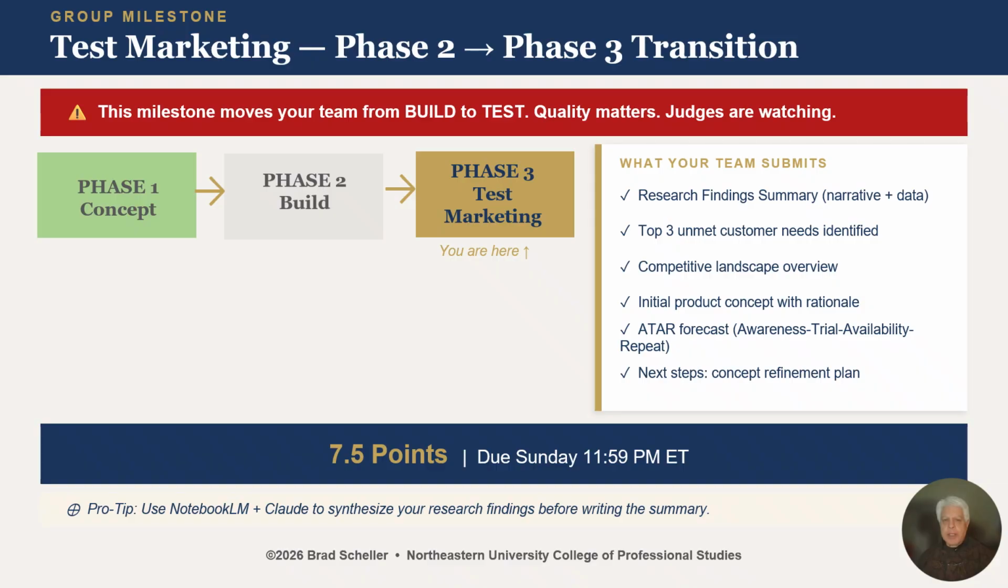Now, it's 7.5 points due Sunday at 11:59 p.m. Eastern. It's 1 submission per team. And if you're uncertain about the ATAR model, I'll walk through it in the Journey video, which I am going to be posting.